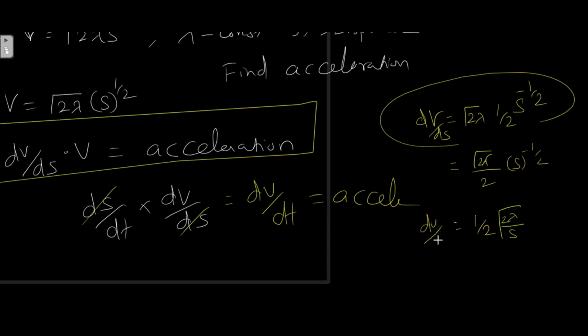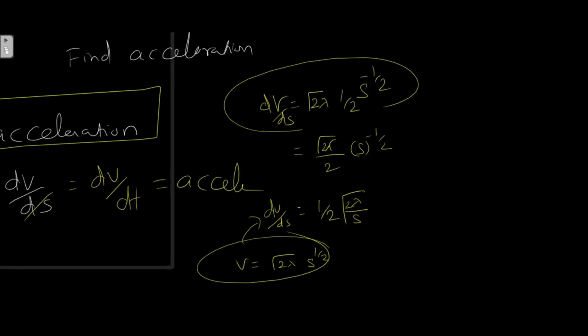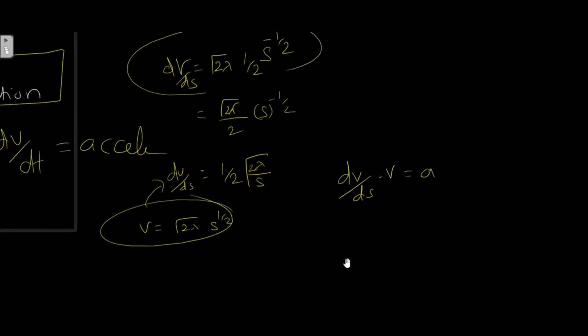dv by ds. Now multiplying this equation with v, the velocity we already know, v equals root 2 lambda s to the power 1 by 2. Just multiplying this with this, it will equal the acceleration. So dv by ds into v is equal to the acceleration. So acceleration equals v times dv by ds.